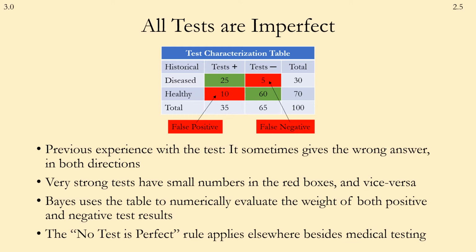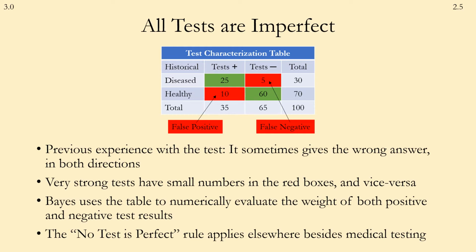On the other hand, there are false positives and false negatives that we have to deal with. And that's shown here, where a healthy person tested positive, that's not right, or a diseased person tested negative, that's also not right. And what Bayes does is use this table to numerically evaluate the strength of the test. And that's based on how many false positives and false negatives we get. So this table is very, very important.